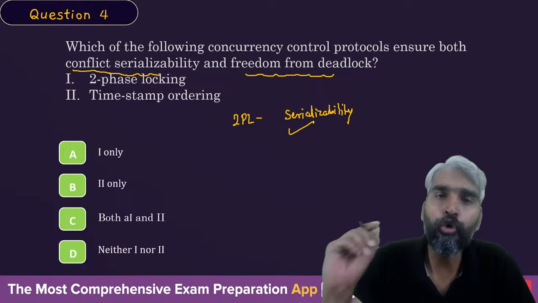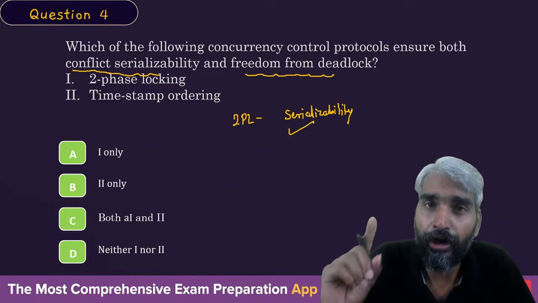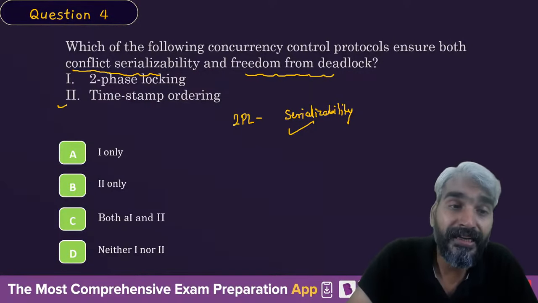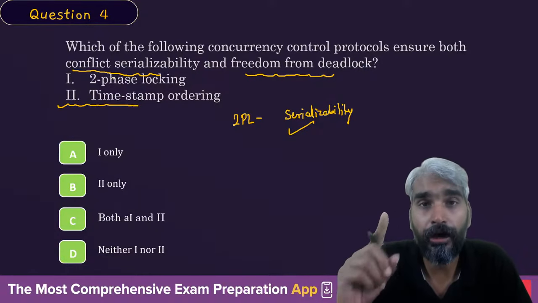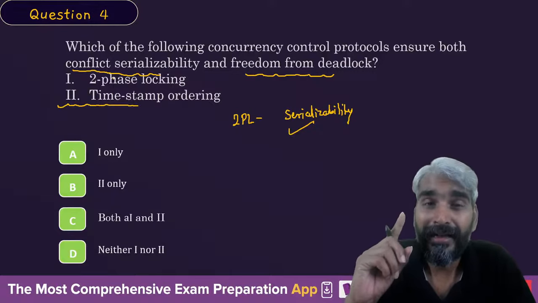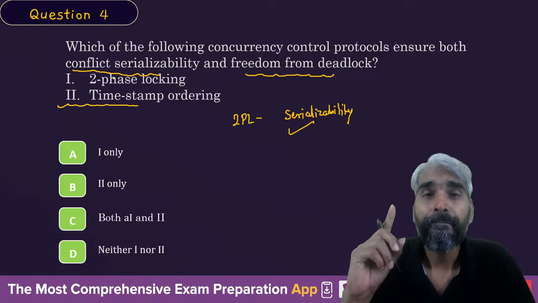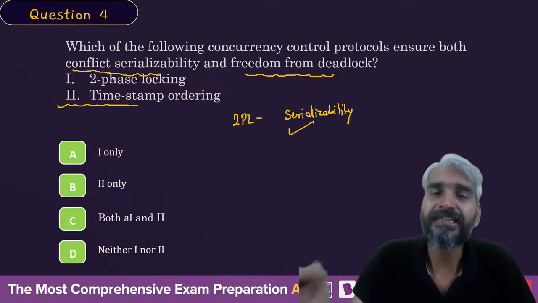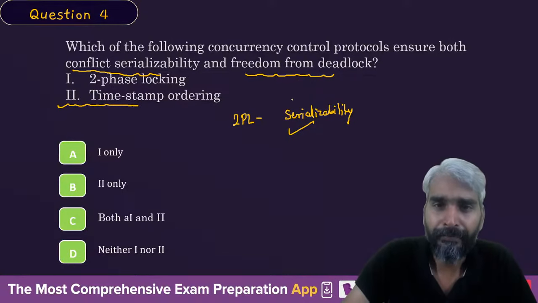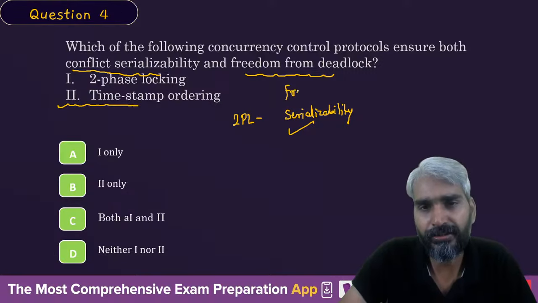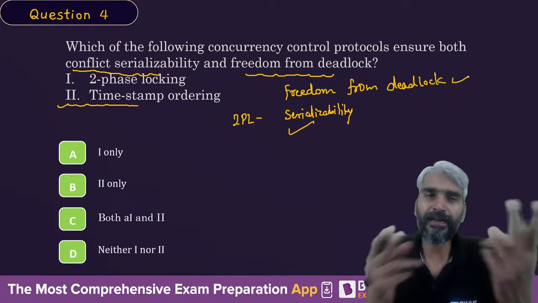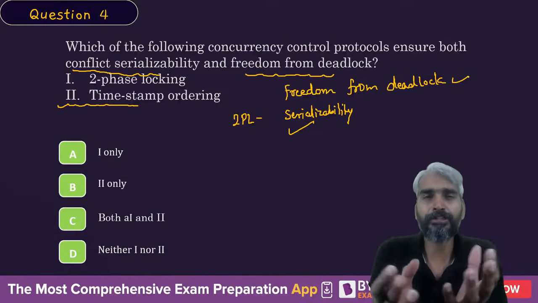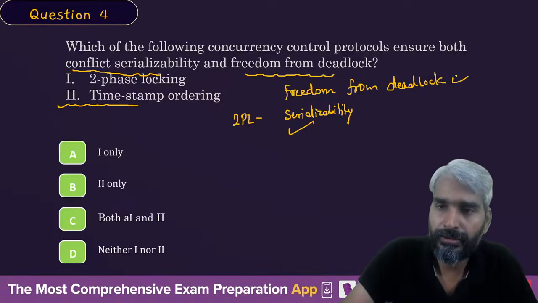But does 2PL ensure freedom from deadlock? No. Why do we discuss the timestamp ordering protocol? Because 2PL may suffer from deadlock, 2PL may cause irrecoverability, and 2PL may suffer from starvation. So, serializability is okay, but freedom from deadlock is not okay. What do I mean? That two transactions may be stuck in a particular situation forever, right? So, this is not possible.